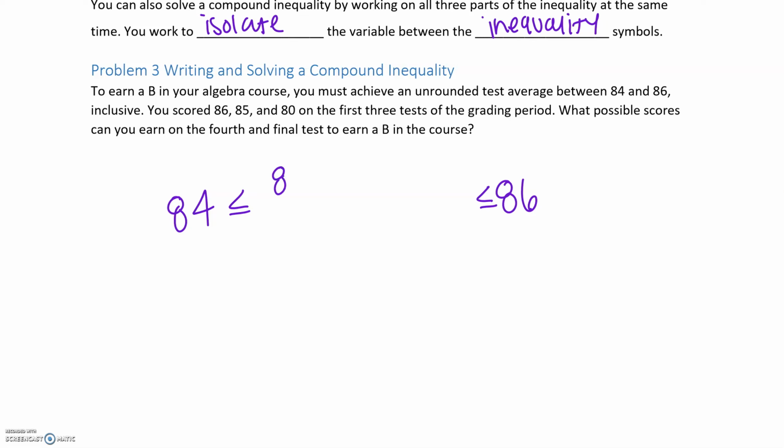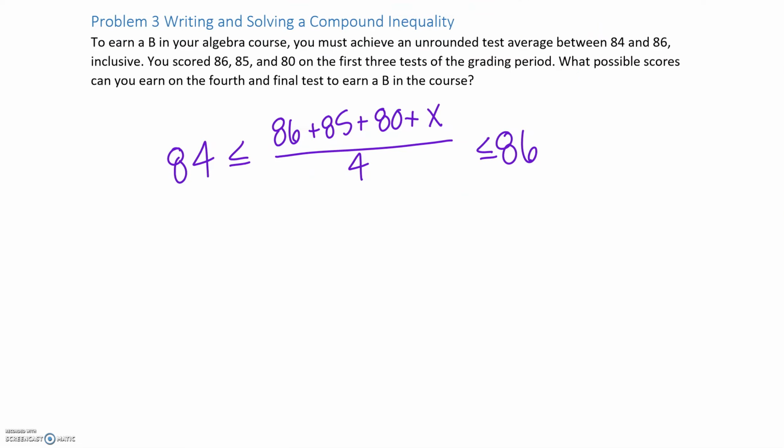Okay, so we have three different test scores. We have 86 plus 85 plus 80, and we don't know our fourth one, so our fourth one's going to be x. To average these out, we divide by the number of tests that we have. We have 4 tests, so we divide the middle by 4. The first thing we do is combine like terms in the middle. So we still have 84 is less than or equal to, and 86 plus 85 plus 80 gives us 251 plus x, divided by 4, and that's less than or equal to 86.